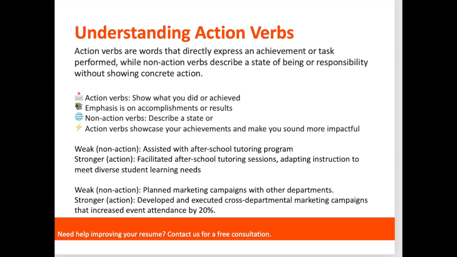So the main idea here is whenever you're writing a resume, make sure that you're choosing verbs that show your role, that are active, and are results oriented. Action verbs will make your resume stronger, clearer, and far more persuasive to an employer.